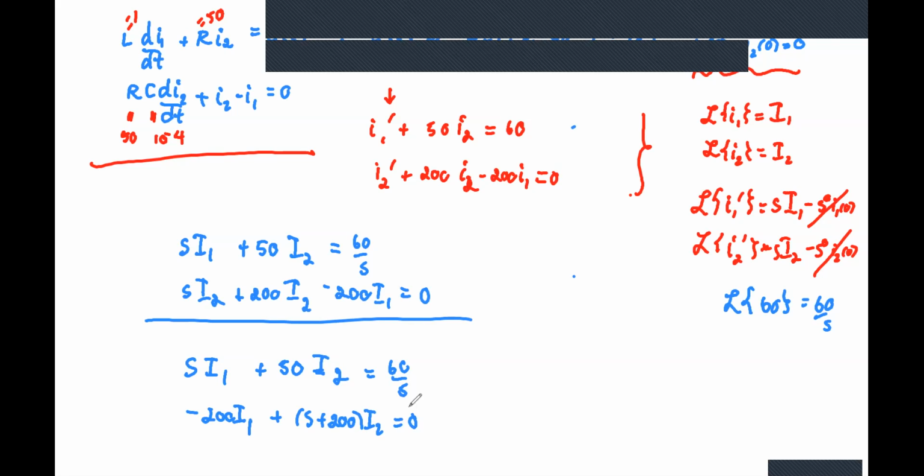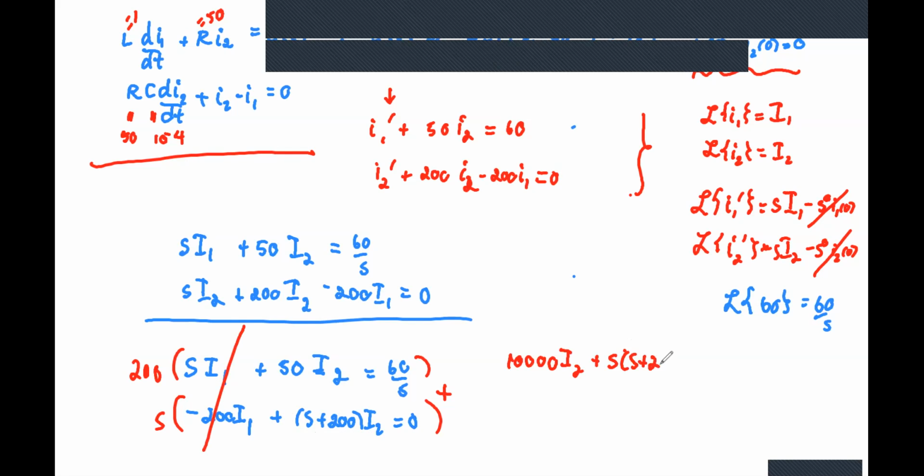And now we just think about what we're going to eliminate, I1 or I2. It looks easier to eliminate the I1, right? Because it has s and negative 200. So multiply the first one by 200, multiply the second one by s, and then add them up. Next, since the I1 is gone, 200 times 50 is 10,000 times I2 equals 200 times 60, that is 12,000 divided by s, and then added by s times s plus 200 of the I2.